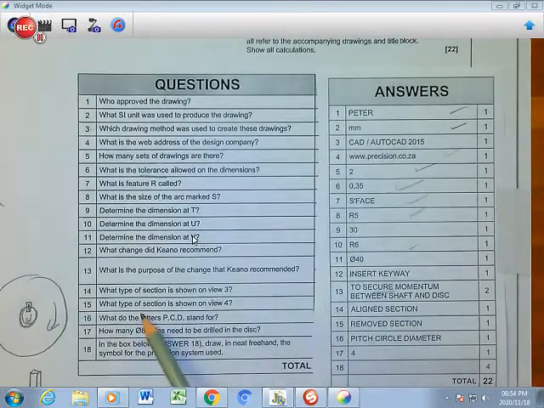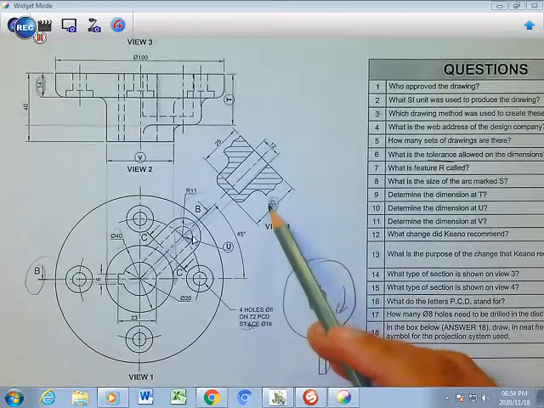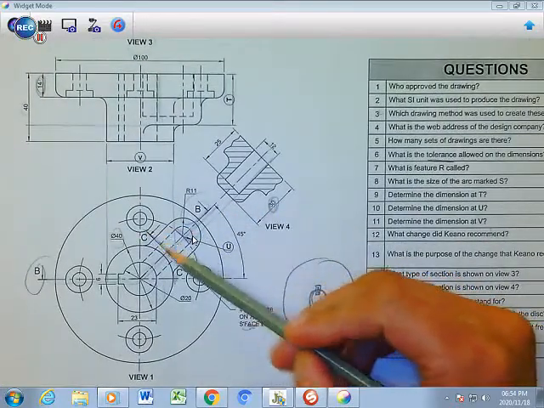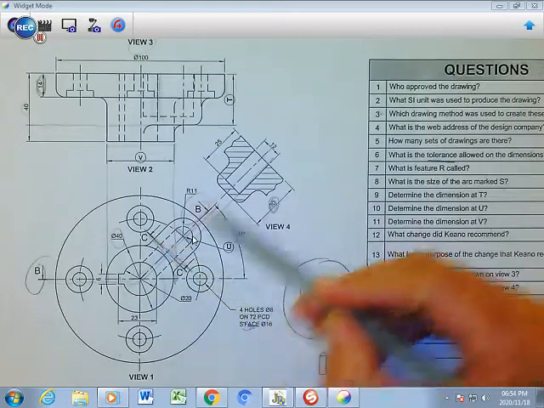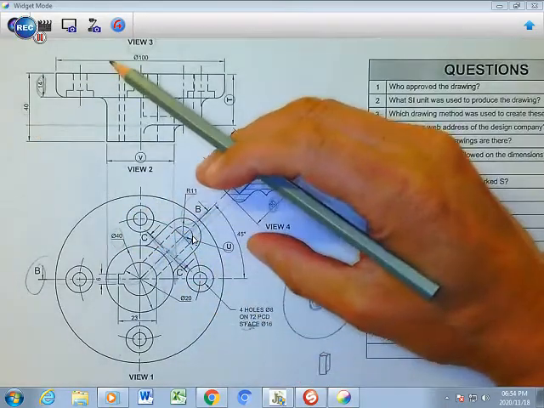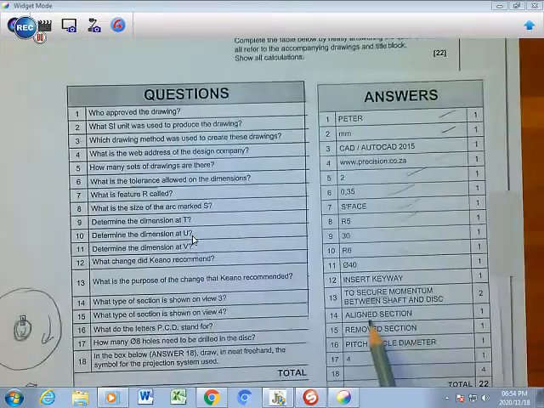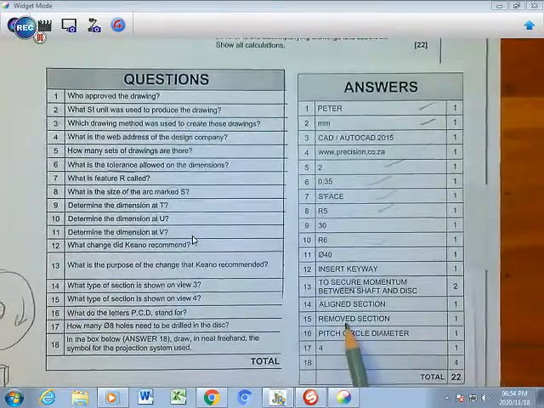What type of section is shown on view 4? That is view 4. It has been cut by C, the line C, and it has been taken out, so it has been removed. So it is called a removed section, which you have there.